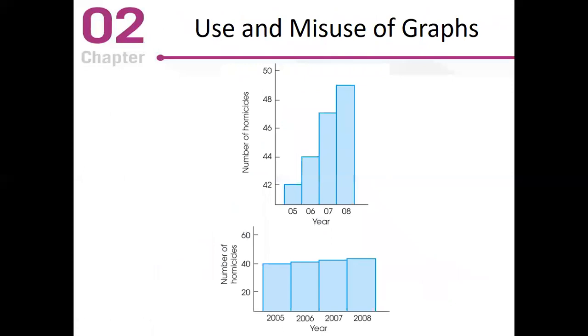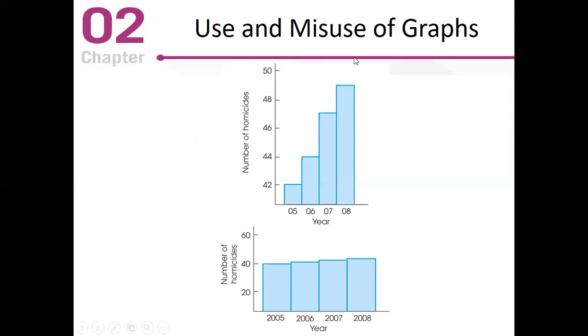Now, graphs can be used and misused. You see this all the time, and the goal of this class is to make you much more statistically literate and skeptical at the same time. Here's the same data plotted in two very misleading ways. Over here, you'll see the number of homicides on the y-axis and the year from 2005 to 2008. Now, if you look at this graph, you'd be likely to say, wow, homicides are really going up. We need to do something about this right now.